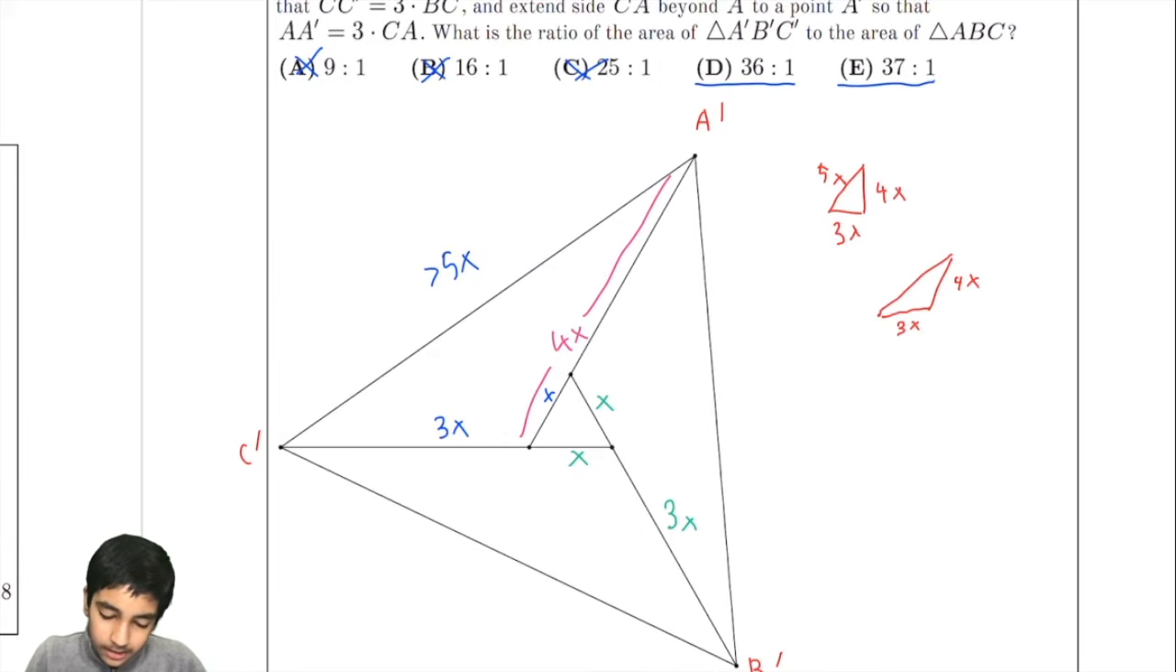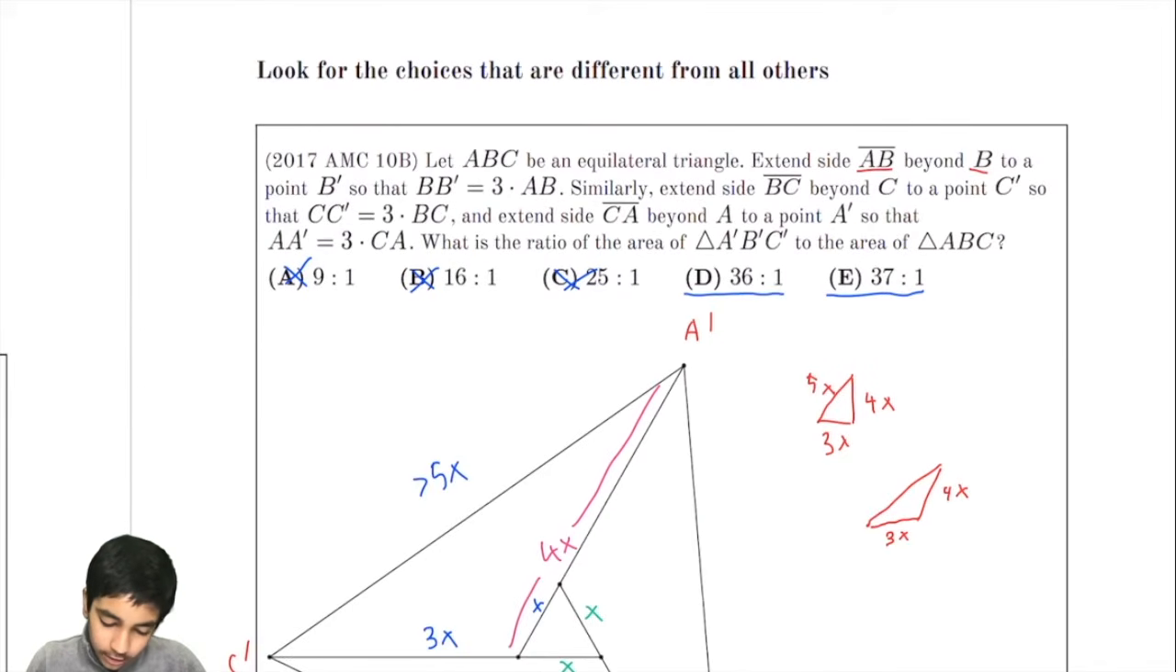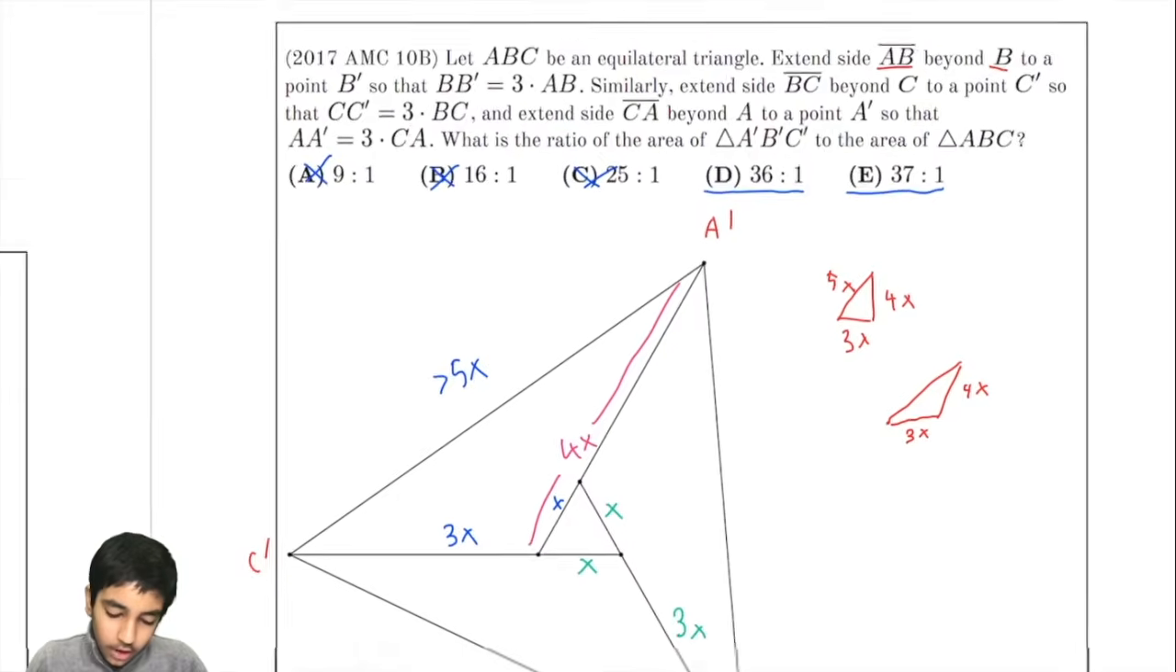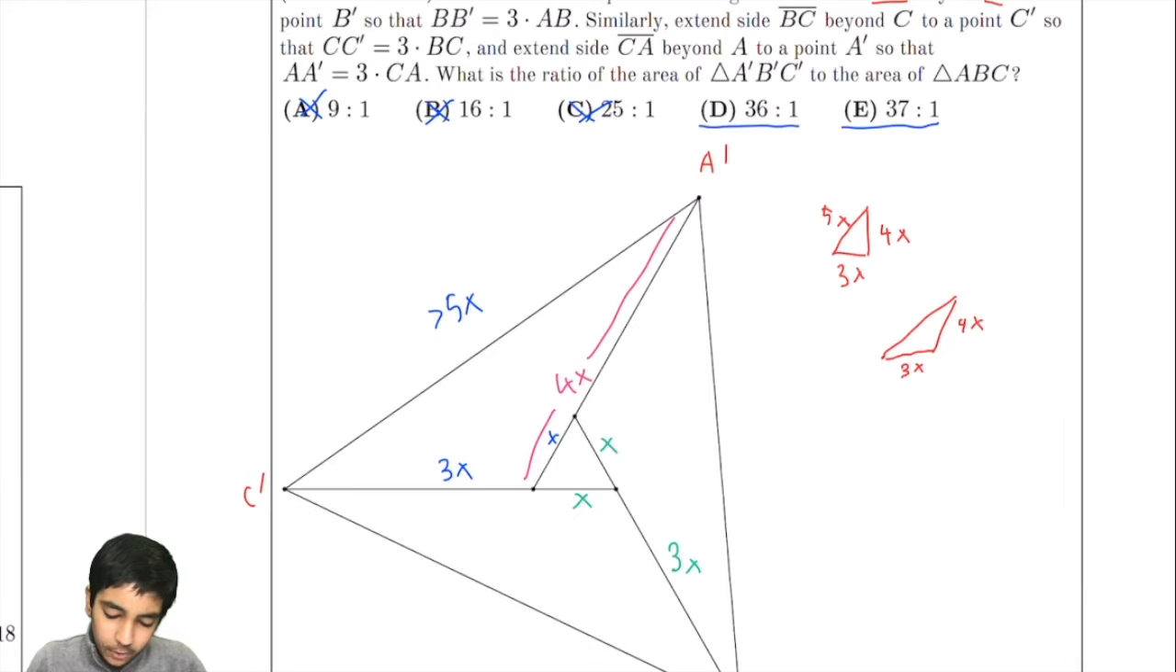Now we can see that, just like the technique says, look for the choices that are different from all the others. So 9 to 1, 16 to 1, 25 to 1, 36 to 1, 37 to 1. So out of 36 to 1 and 37 to 1, which one is different from all the other ones? Well, it should be clear that 36, 25, 16, 9 are all squares. So 37 is the one that's different. And that's why that's going to be the answer to this problem.